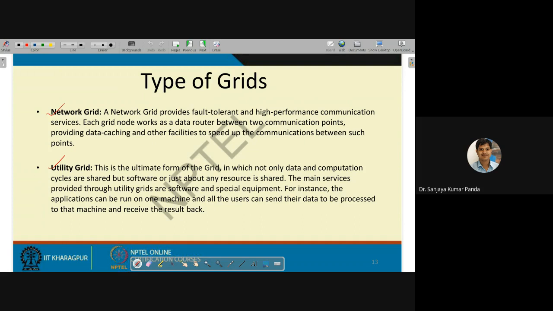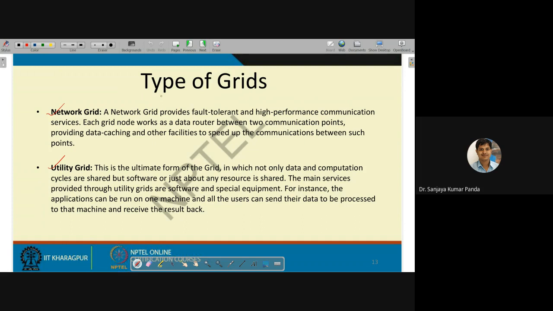The last type of grid is called the utility grid. Already we discussed what a utility is. I told you there are four different types of utility. First utility is water. Second is electricity. Third is telephone. Fourth is gas connection. And the fifth utility, we are saying, is computing, the fifth utility of the system.